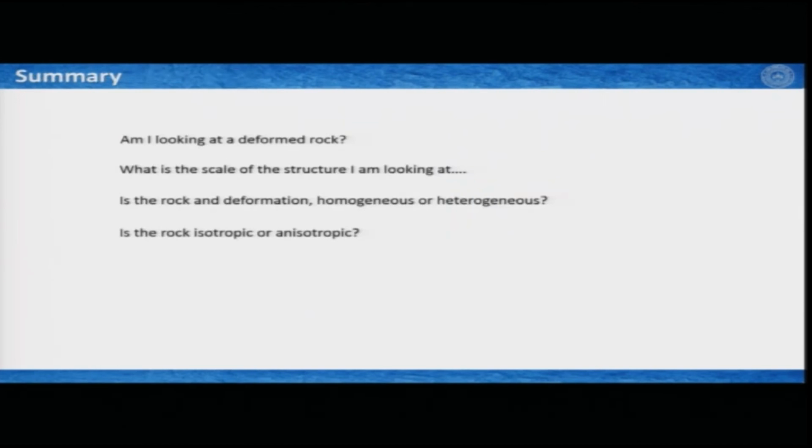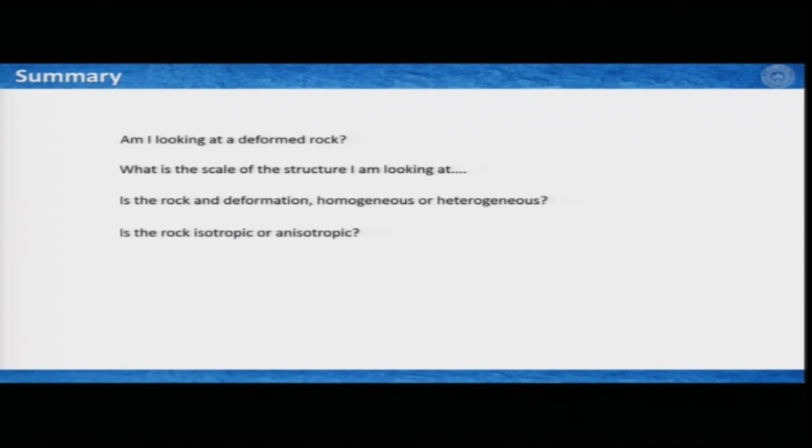So we are almost at the conclusion of this lecture, and what we learned from this lecture is very important when you go to the field or when you see a photograph of a rock sample. The first question you should ask as a structural geologist: am I looking at a deformed rock? And if yes, then what is the scale of the structure I am looking at? Are the rock deformation or different layers or different features that I am looking at homogeneous or heterogeneous, and is this rock isotropic or anisotropic?